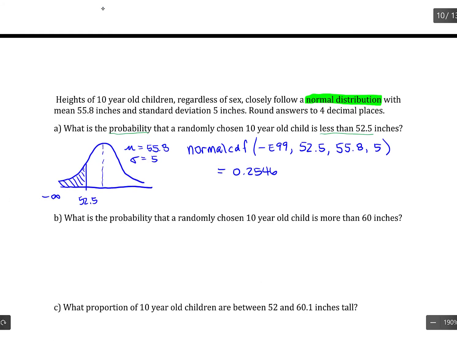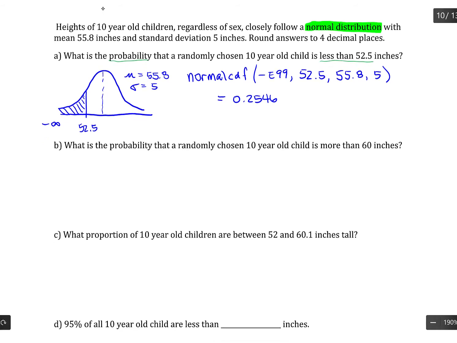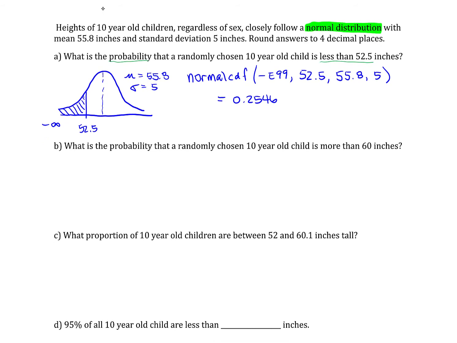What is the probability that a randomly chosen 10-year-old is more than 60 inches? Now, if we are looking for a probability again, but this time, probability that a child is more than 60 inches tall. So nothing much changes, just the shaded region. So the center is still 55.8, so 60 is somewhere over this way, and we're shading to the right because we want more than 60.